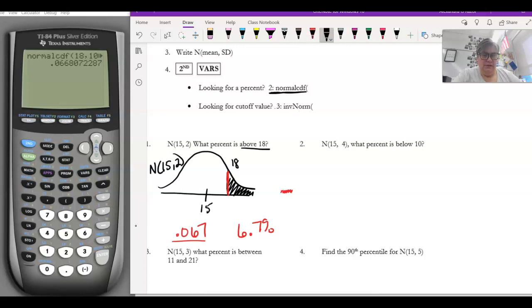Okay, let's look at the next one. Same idea. Draw a curve. Put 15 in the middle. This time it says below 10, so 10's on the left somewhere, and I'm going to shade below.